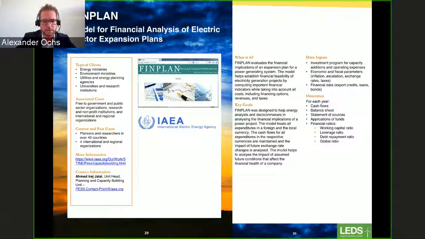FinPlan is also used broadly in more than 40 countries overall, and more than 20 of them are developing countries. 4 international organizations, regional organizations, have used FinPlan to model their financial investments.